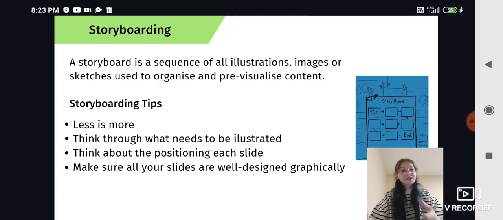And think through what needs to be illustrated. I mean, if there is something unnecessary in your slides, please remove it, because like I said, it's boring when you put it in. And think about the positioning of each slide. Your slides should look aesthetic to get all your audience's attention. And our last one is to make sure all your slides are well designed graphically.